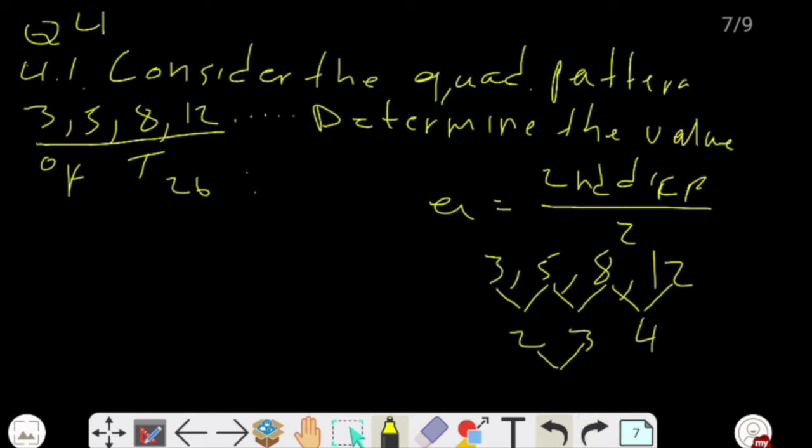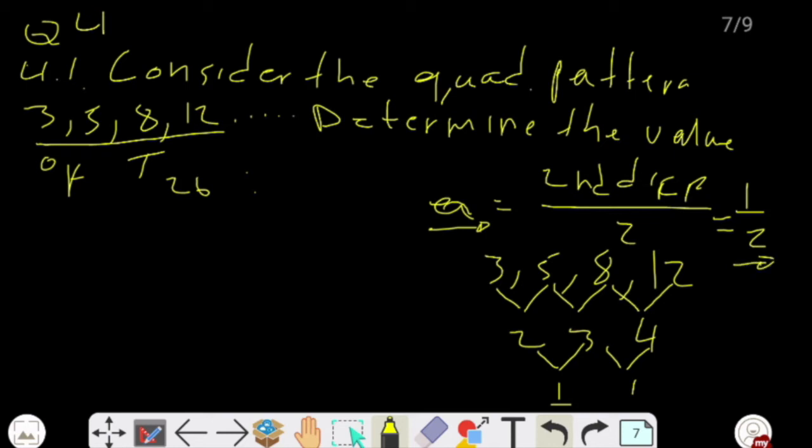Our second difference in this case will be 3 minus 2, which is 1, and 4 minus 3, which is 1. Meaning our a will be 1 divided by 2, which is a half.